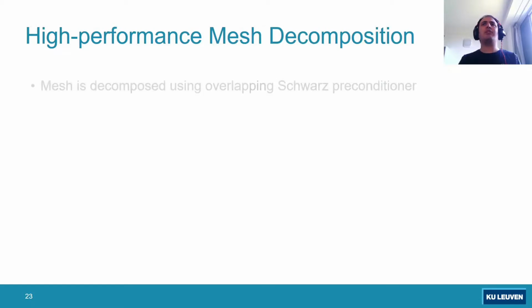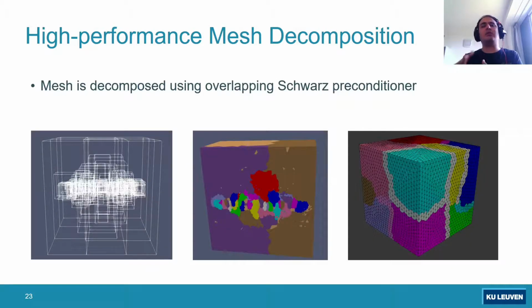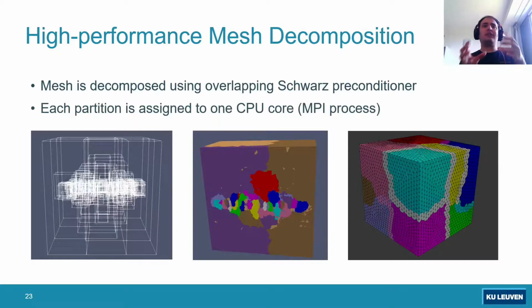So the way that the mesh decomposition works is actually, as I said, using overlapping Schwarz preconditioner. And then it's a sort of mesh partitioning, and then each partition is assigned to one CPU core for parallel processing. And these figures belong to a simulation with 170 CPU cores, or let's say MPI nodes.